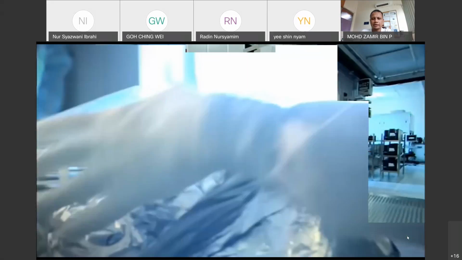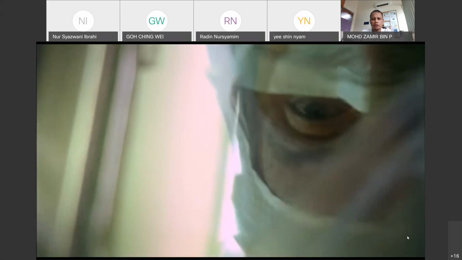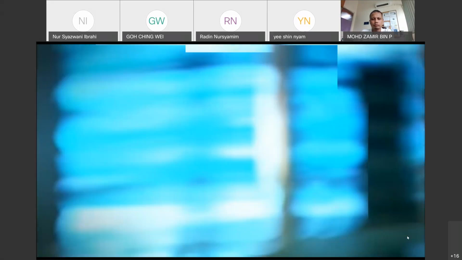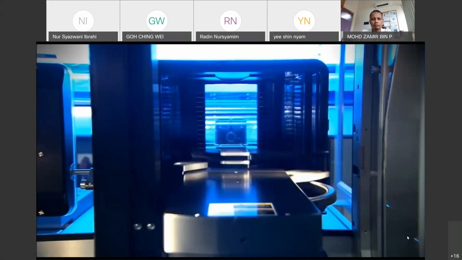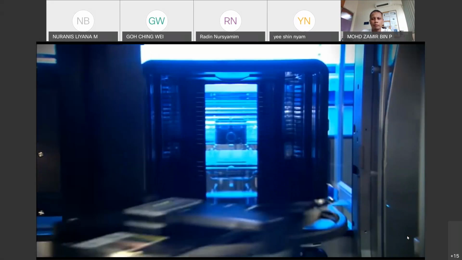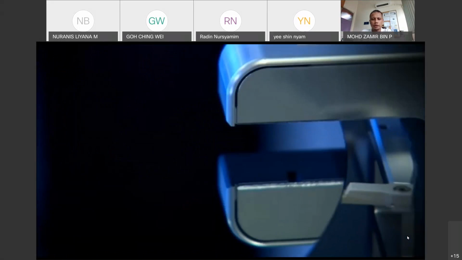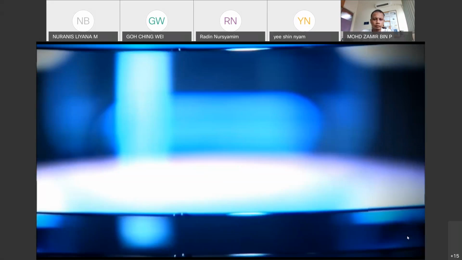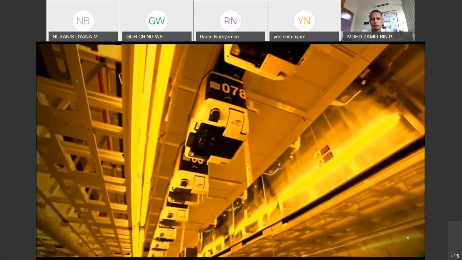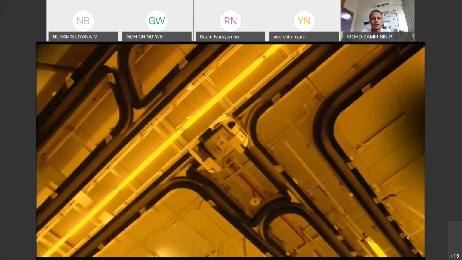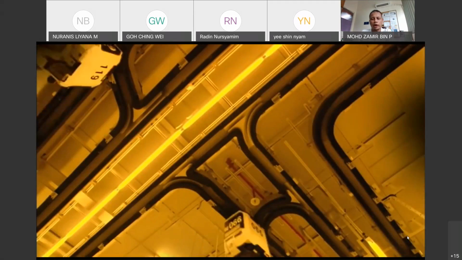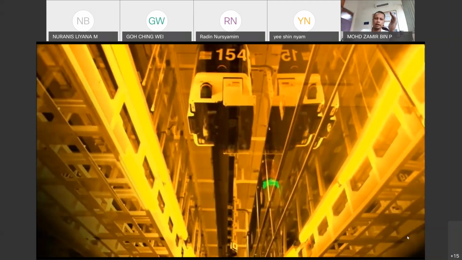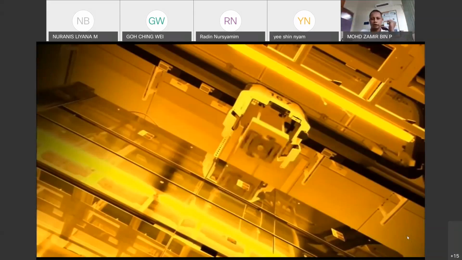So those are the cassettes which pack the wafers. So typically each cassette contains 25 wafers. So that's a robot arm handling wafers. That's the CAR system. It's automatic transport, automation. So the wafer, we don't carry it. The CAR system will bring it from one process to another process.